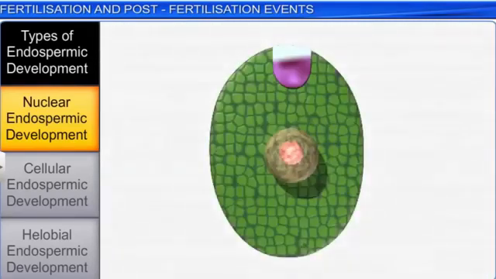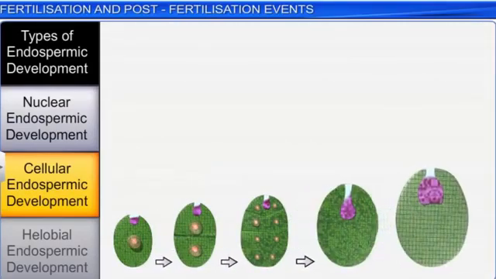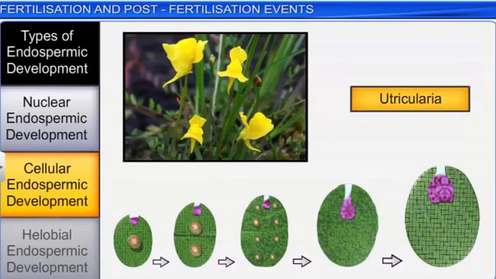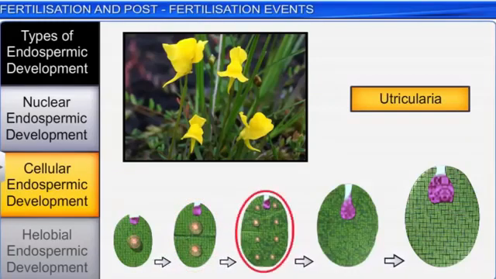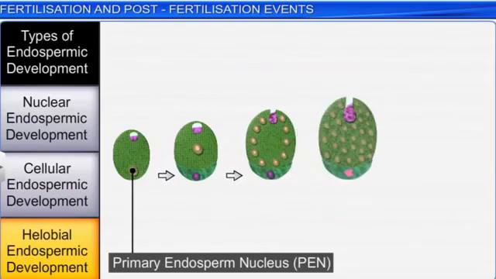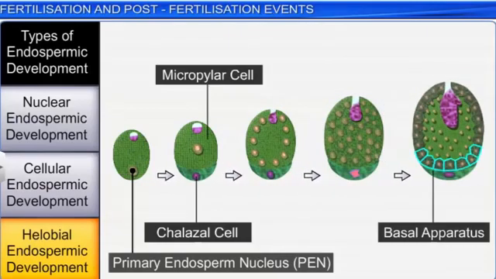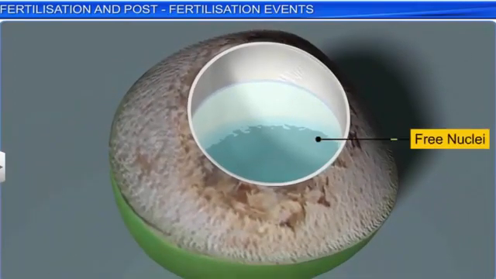In the case of cellular endospermic development, which is seen in plants such as Utricularia, the division of the primary endosperm nucleus is immediately followed by cytoplasmic divisions. Halobial endospermic development, on the other hand, is an intermediate type of development where half the cells develop in cellular mode and the other half undergo free nuclear divisions. Interestingly, the number of free nuclei formed prior and post-cellularization differs greatly.